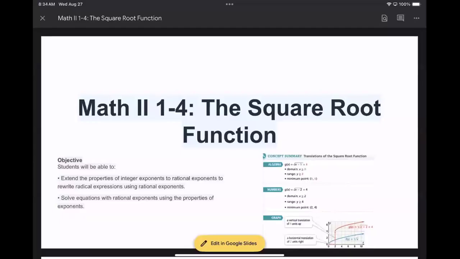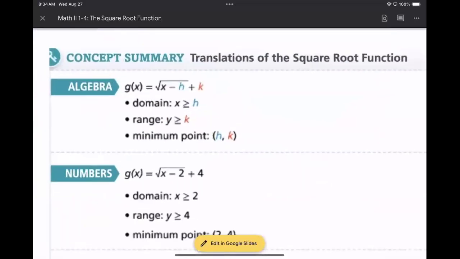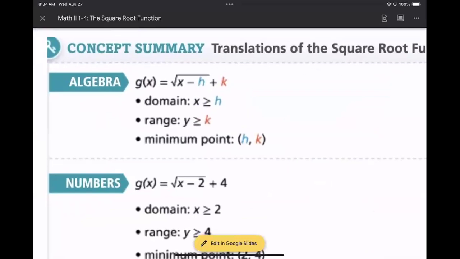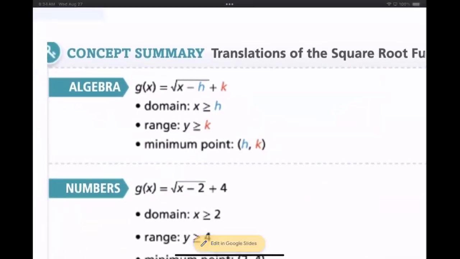Okay, so today the things you got to know. In order for you to find a couple things, the domain, you can just set whatever is under the radical, which is this thing right here.